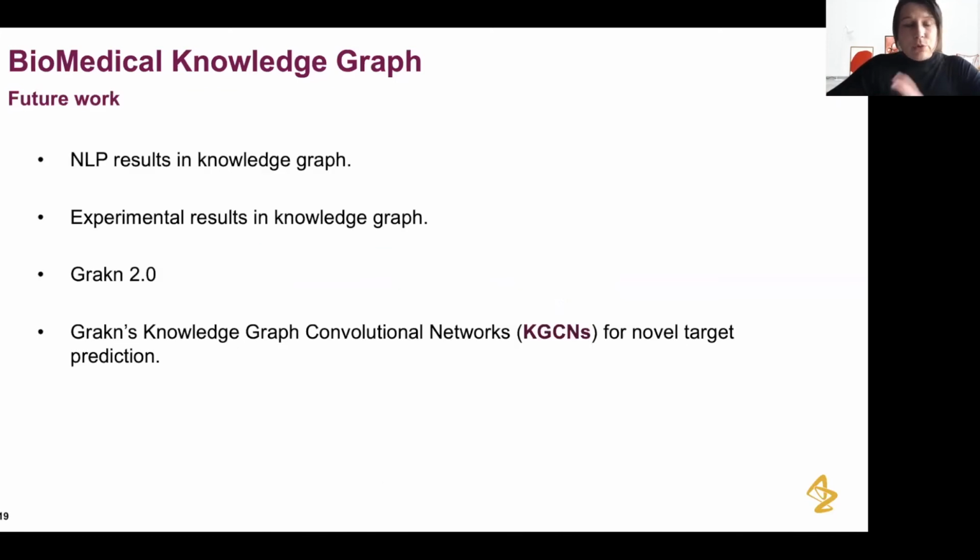So future work probably doesn't matter that much. NLP results I've mentioned already. We are looking at Grakn 2.0. And the main thing is graph convolutional networks for novel target predictions.